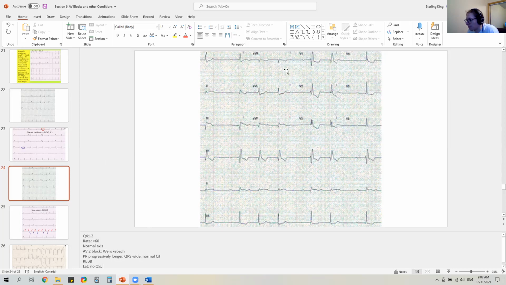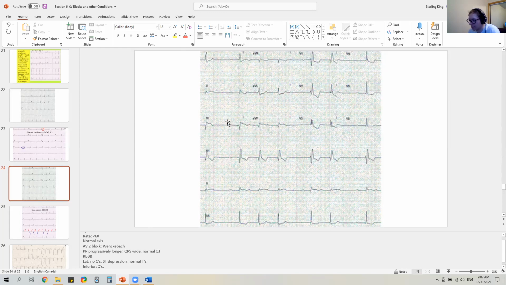ST depression. Oh, that one's not really depressed, but I'll put it for the rest. So ST depression. T's up, inverted. I'm just going to say normal T's. Inferior Q's, yes, still has the inferior Q's. ST elevation, that hasn't changed.